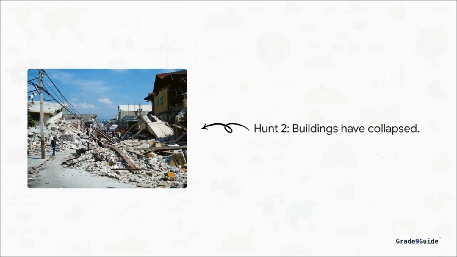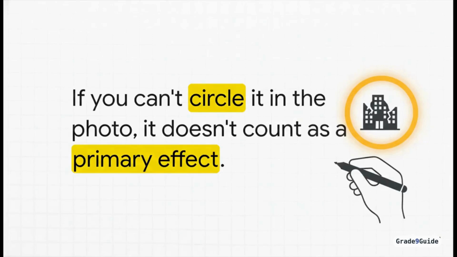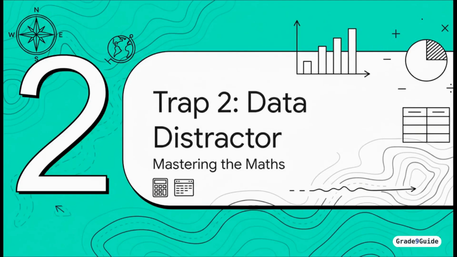Right, let's find another one. Take a look at this building over on the right. It's clearly been wrecked. The walls have just crumbled. Buildings have collapsed. That's our second primary effect. We can see it, we can point to it, and we get the mark. Simple as that. So here is your golden rule for photo questions, and I want you to remember this. If you can't physically take your pen and draw a circle around it in the photo, it does not count as a primary effect.